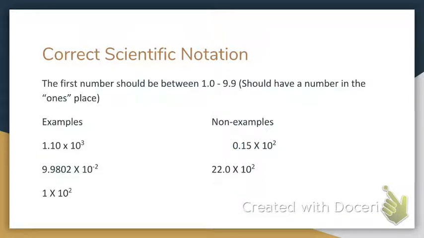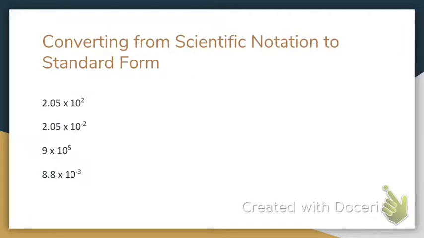So now we're going to learn how to convert scientific notation into standard form. Standard form is just your normal number. So there's two parts. The first part is the actual number itself. So here we have 2.05. And then this part, the exponent here, let me just point to this particular.